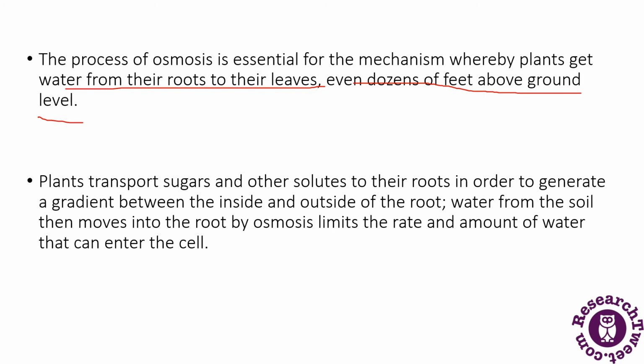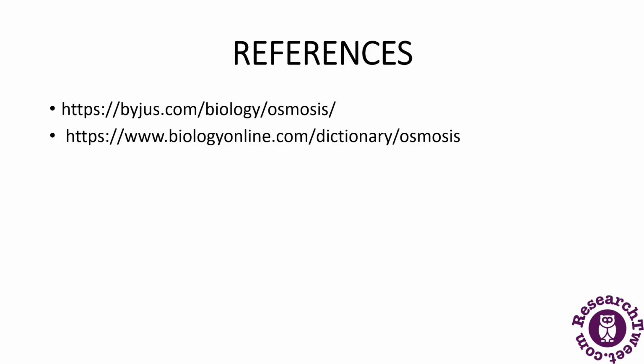Plants transport the sugars and other solutes to the roots in order to generate a gradient between the inside and outside of the root. Water from the soil then moves into the root by osmosis, which limits the rate and the amount of water that can enter the cell. So this was all about osmosis, the types of osmosis, and how osmosis plays a role in plant cells.